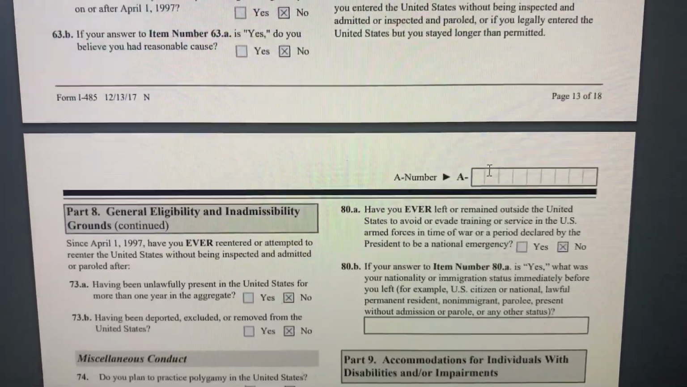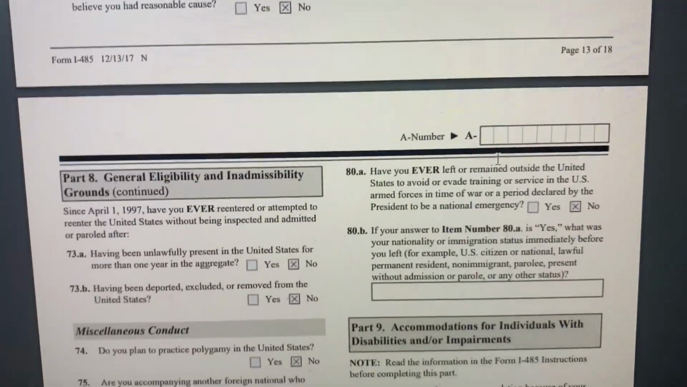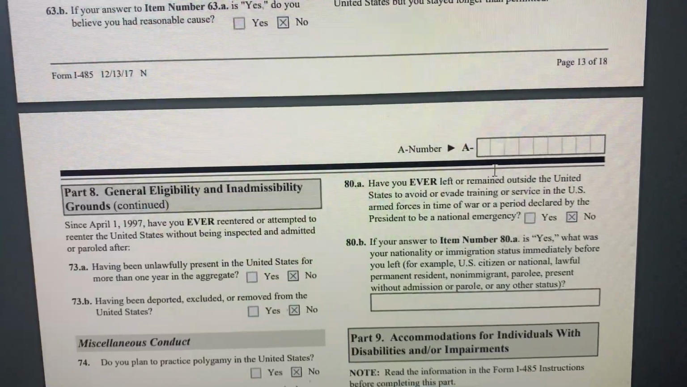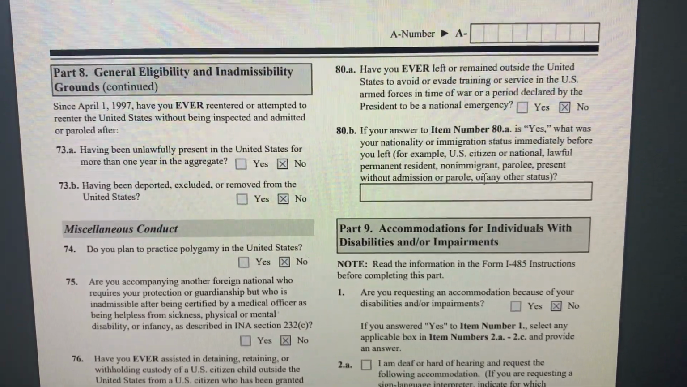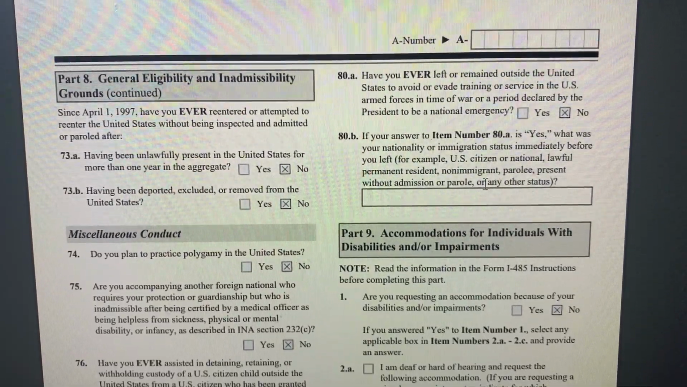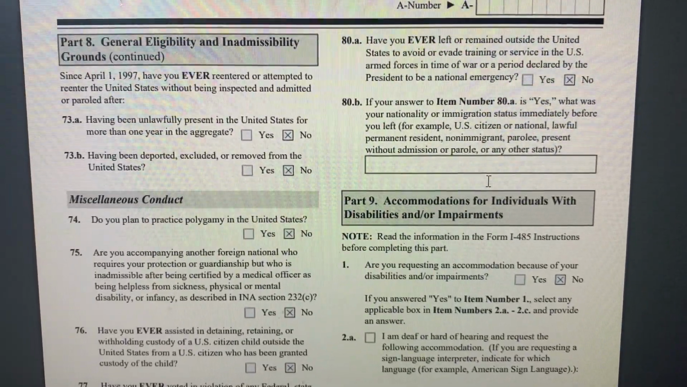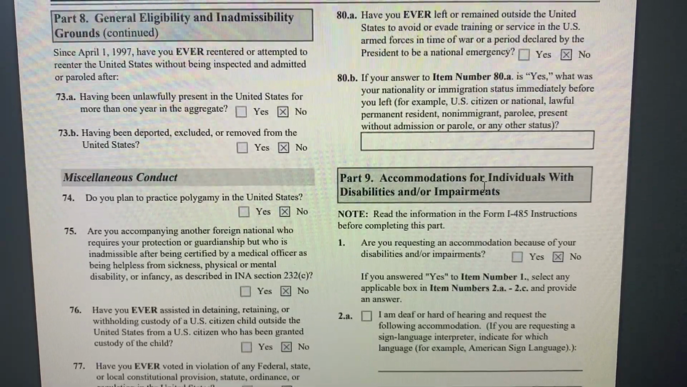So don't forget to fill this part, the A number. This is very important, guys. Fill this part after you printed the I-485. So part 9, accommodation for individuals with disabilities and impairments. Are you requesting an accommodation because of your disabilities? No.